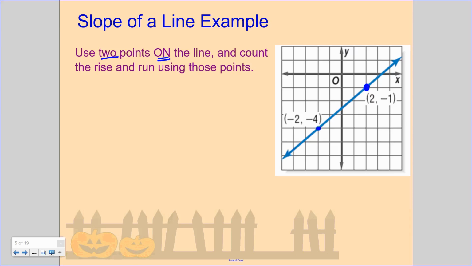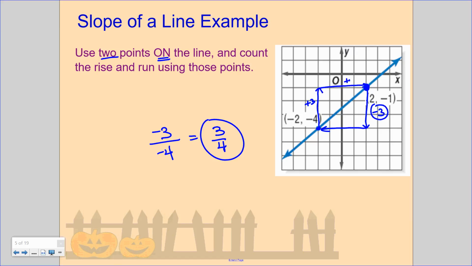I'm going to calculate the rise first. So I'm going to rise, in this case going down, until I hit that grid line that matches the next point I'm trying to get to. So in this case, I'm rising down 1, 2, 3 grid lines. So that's a rise of -3 because I went down. Again, counting rise first. And I run 1, 2, 3, 4. I went to the left, so it's negative, which means this slope is a positive 3/4. Again, if you rose this way first, you'd be going up 3, running positive 4. Again, still a slope of 3/4.